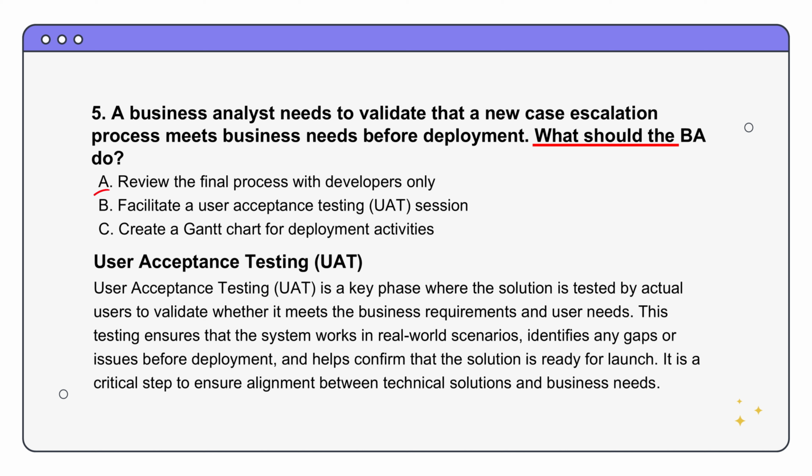And the really vital point is this. Just because the code works doesn't mean the process works for the people who actually have to use it every day. UAT. User acceptance testing. We hear that term a lot. Why is it so crucial for checking if something meets business needs?